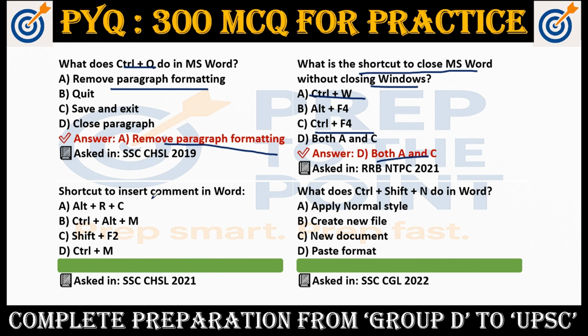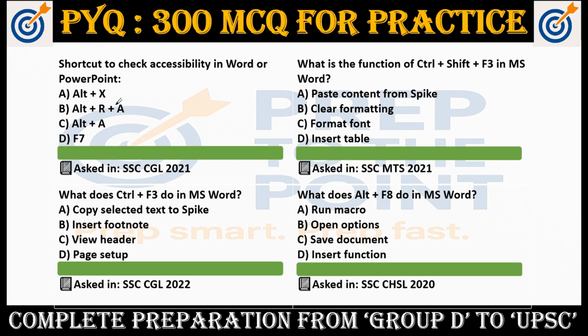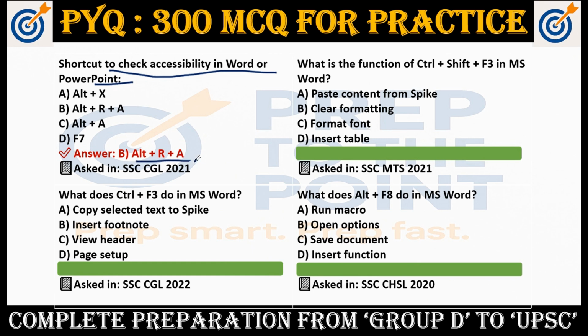Shortcut to insert comment in Word, Control Alt M. Control Shift N for apply normal style. Shortcut to check accessibility in Word or PowerPoint. Alt R A to check accessibility in Word or PowerPoint.